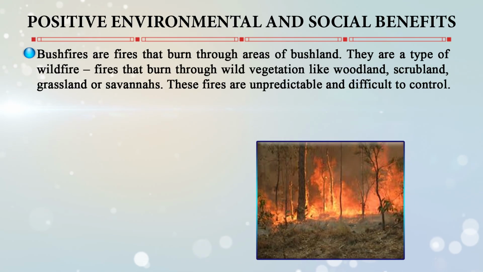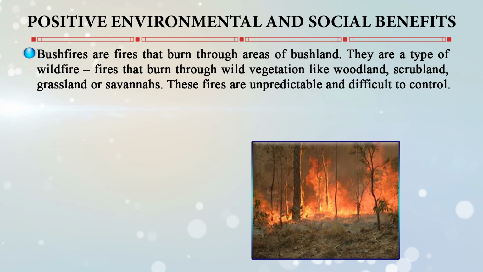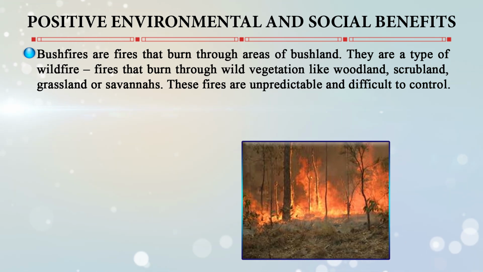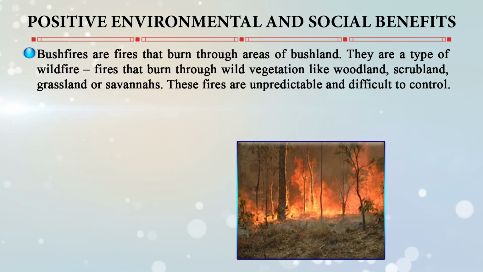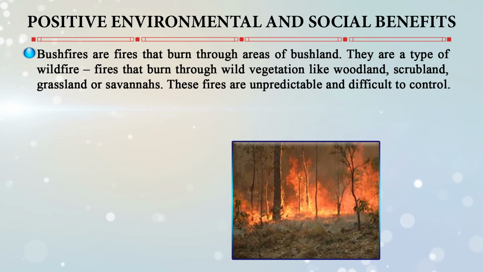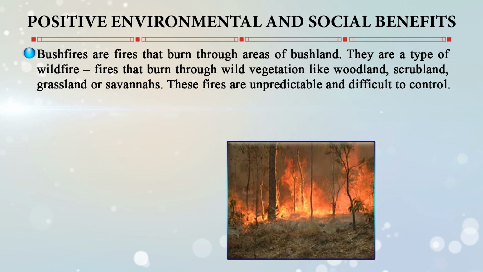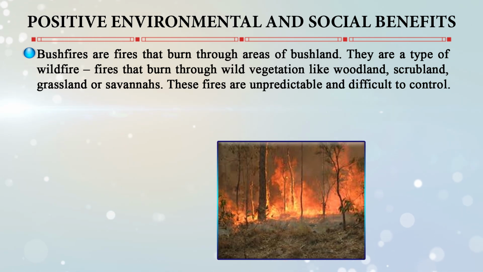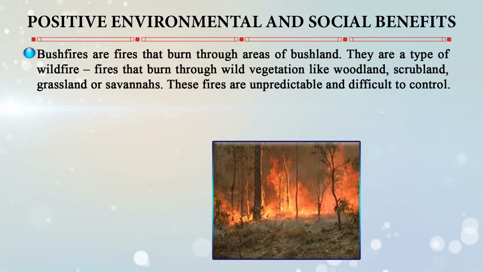There can be positive environmental as well as social benefits. The bush fires are one example that I can cite. Bush fires are fires that burn through areas of bushland. They are a type of wildfire, fires that burn through the wild vegetation like woodland, scrubland, grassland or savannas. These fires are unpredictable and difficult to control.